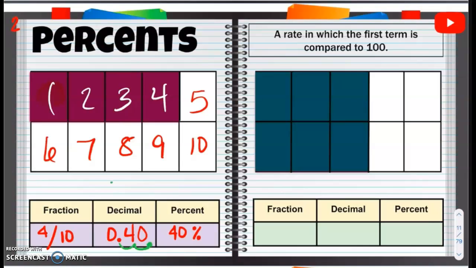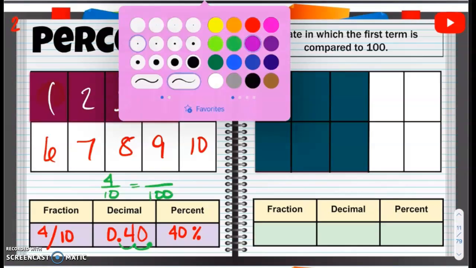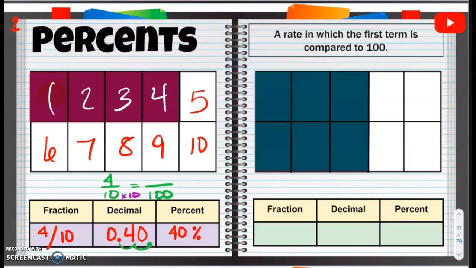Now also, if you take a look at our fraction, 4/10, and you want to get to 100, to get our percent, we can multiply both the numerator and denominator by 10. So 10 times 10 is 100. Then 4 times 10 is 40. So you get 40 hundredths. Or the decimal could be 0.4, or for the fraction, 40 hundredths as well.